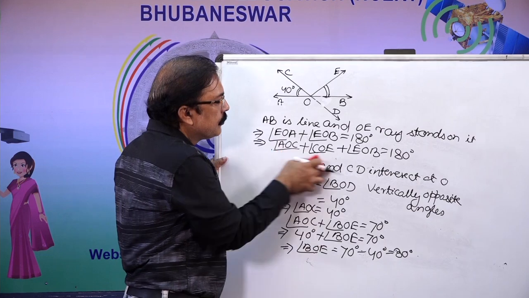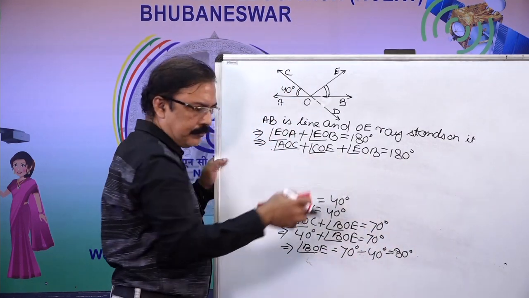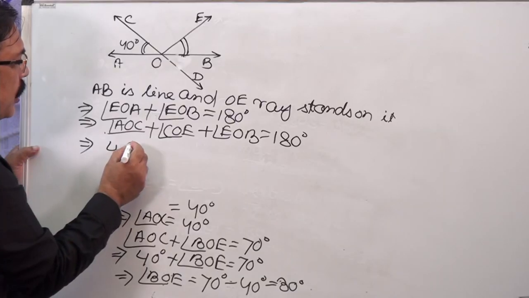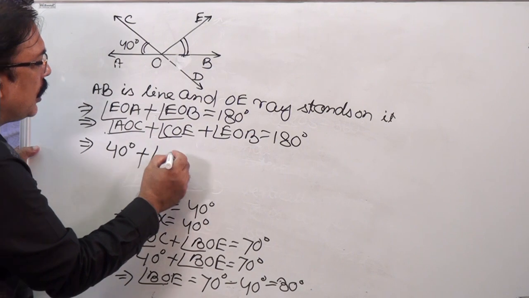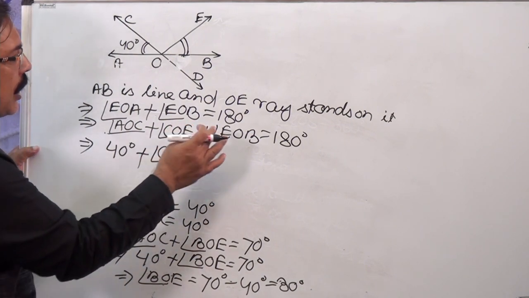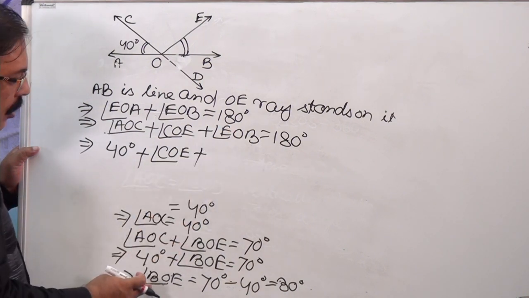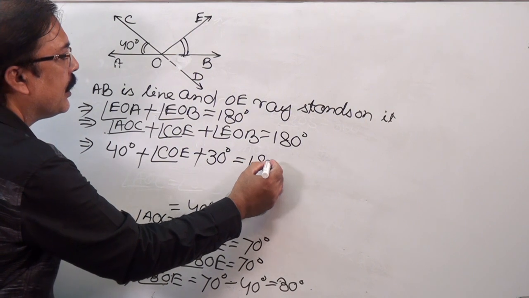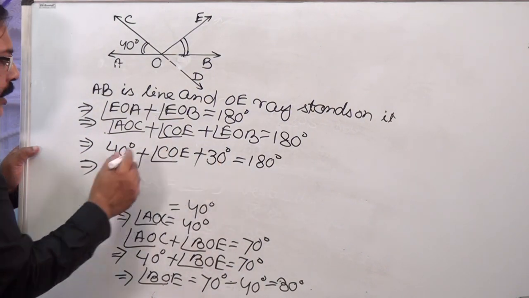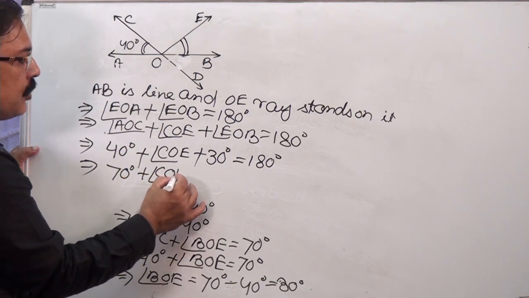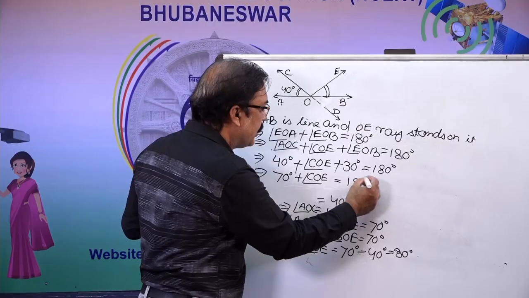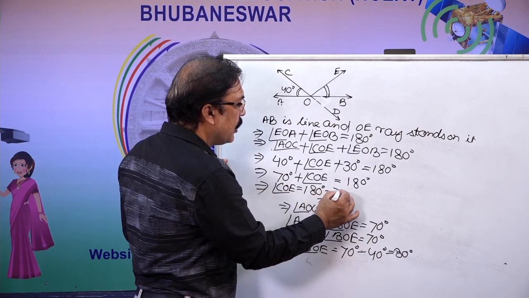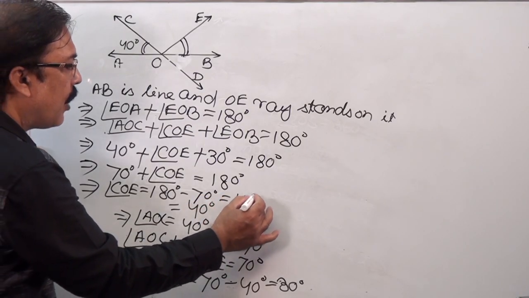Now, what is angle AOC? Angle AOC is 40 degree plus angle COE plus angle EOB, or BOE, is 30 degree. This is equal to 180 degree. This gives 40 plus 30, 70 degree plus COE is equal to 180 degree. That gives angle COE is equal to 180 degree minus 70 degree, which is 110 degree.